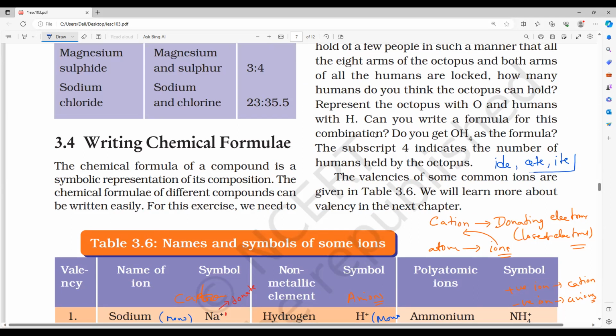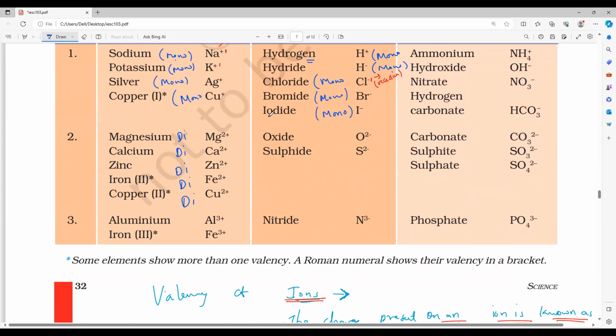Am I right or wrong? Remember, anions? Yes, sir. Anions will be changed with -ite, -ide, -ate. Understanding? That is why, but for cations, there is no change in the name. So these all are things.